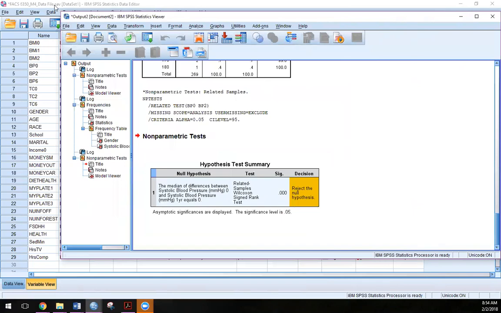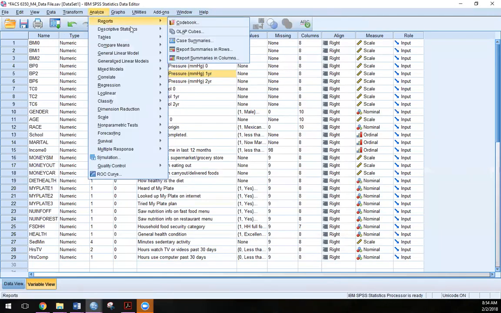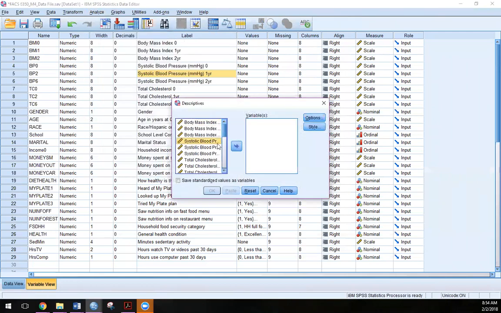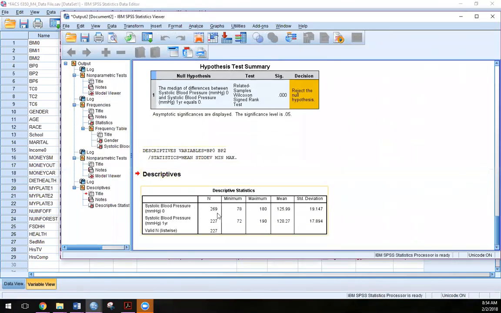So I have to go back to my data set and I have to do analyze descriptive statistics, which you really should do this first before you do anything else ever. You always want to get your descriptive statistics. And so descriptives, I want to know what those blood pressures were at 0 and 1. And so I have 269 people that came to baseline and 227 people that came at 1 year. So that's the first paragraph of my results section right there, is that 229 people were assessed on blood pressure at baseline, and then 227 came back at 1 year.